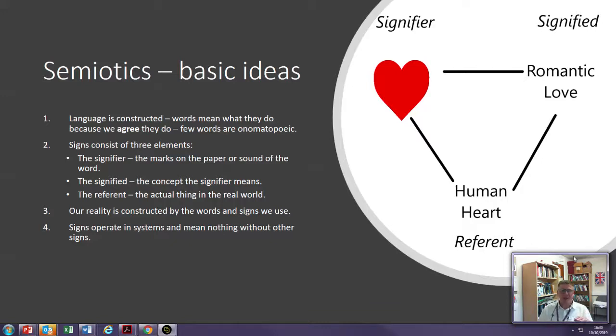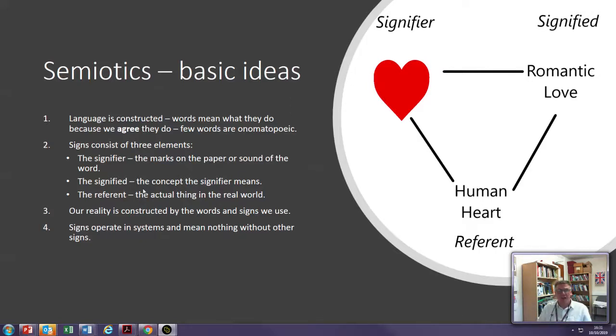The second key idea is that signs, the subjects of semiotics, are comprised of three key elements. Over here on the right hand side of the screen I've got a little diagram. If you take the symbol of the heart, this is a sign, all three together, and it's broken down into specific elements. The signifier is the marks on the paper or the symbol on the screen or the sound of the word. It's the actual thing that you can communicate. The signified is the concept that it communicates, and the referent is the thing that it points to in the real world. So the signifier is the marks on the paper or sound of the word or pixels on the screen or whatever it is. The signified is the idea that they're seeking to communicate, and the referent is the thing out there in the real world. So that's the second idea.